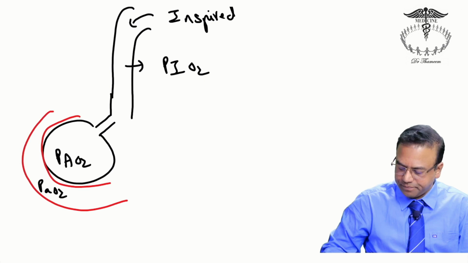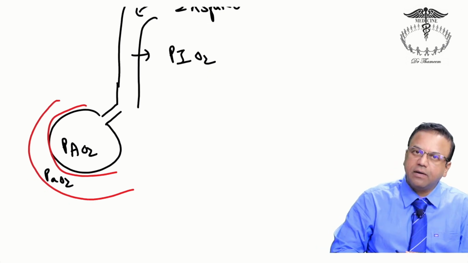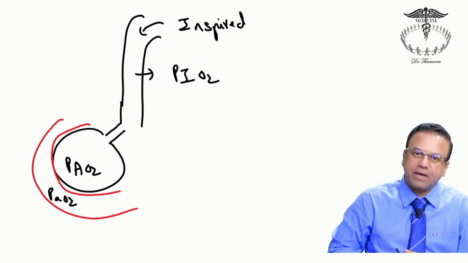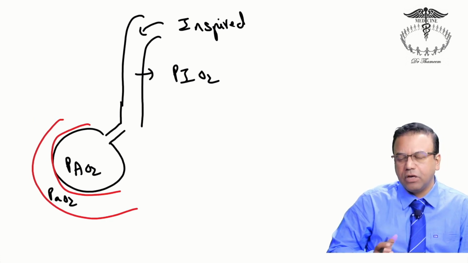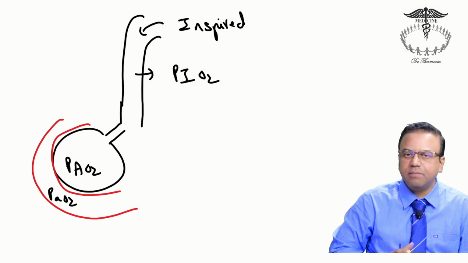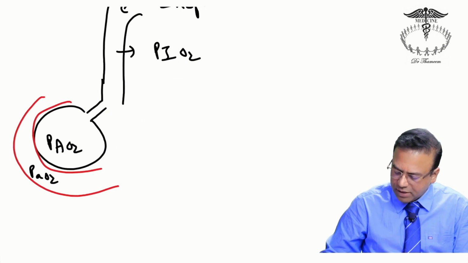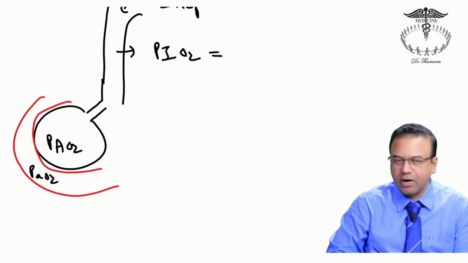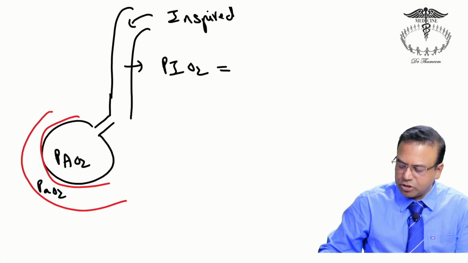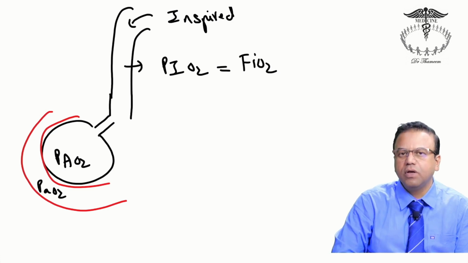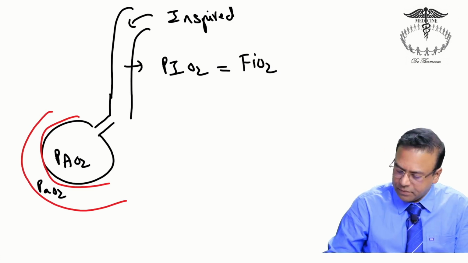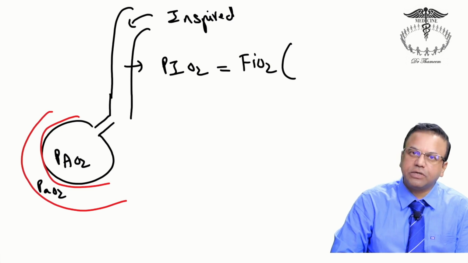Obviously there must be a gradient along which the gas passes, a pressure gradient from the air into the trachea, bronchioles, and then ultimately into the alveoli, and then it diffuses across into the artery. So if you look at the formula for partial pressure of inspired oxygen, it mainly depends on the fraction of oxygen that a person is breathing in, known as FiO2, fraction of inspired oxygen, times the atmospheric pressure.